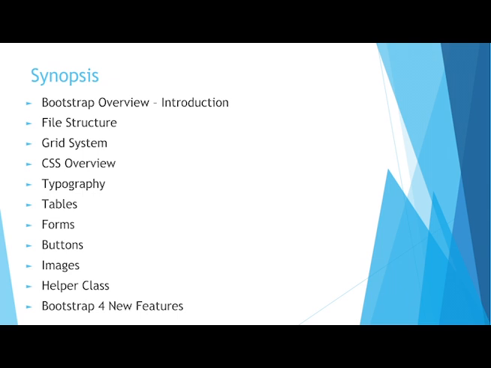Then we will talk about the grid system. This is how to physically display items on a web page, and in this instance, it would be in a grid. We will then do an overview of the CSS, which is where most of our styling will come from. Then, after that, we will talk about typography, which is just different text and how we can display them.